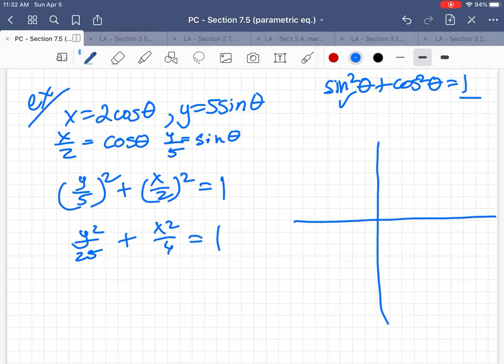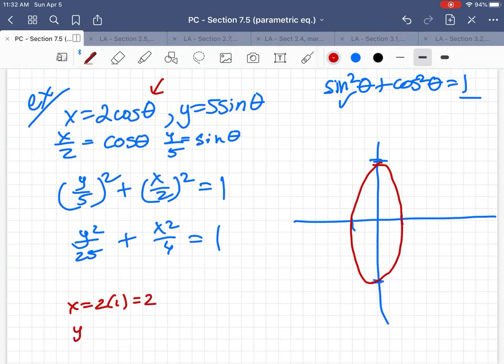It's right at the center, and it is going out 2 in the x direction, and it's going 5 in the y direction. All right, so we have our nice little pretty ellipse right there. And if you want to see how to do this on Desmos, oh, and one more thing. If we want to see the direction, so if I basically start with theta equals 0. When theta equals 0, cosine of 0 is 1, so x will be 2. And y will be 5 times the sine of 0, which is 0, so 0. So my first initial point is right here.